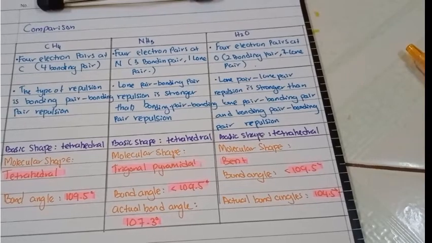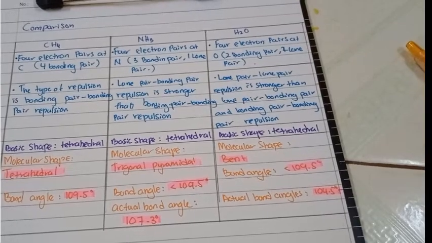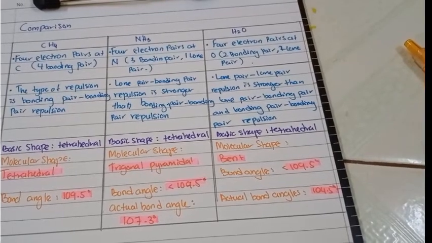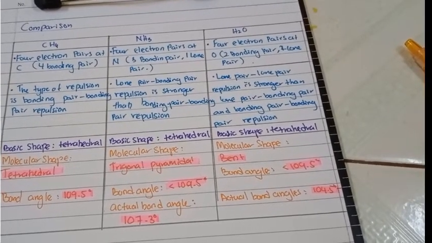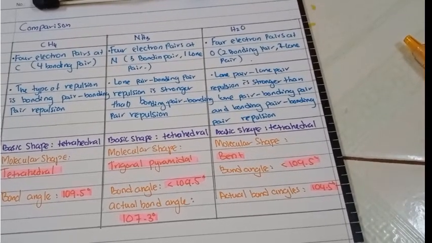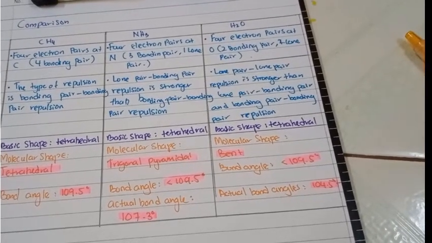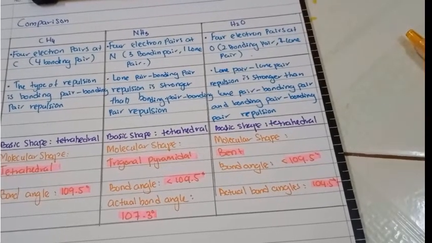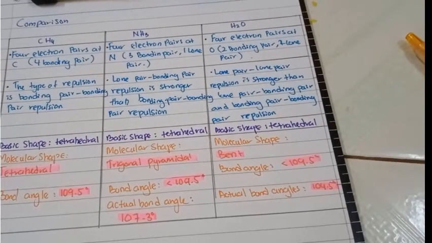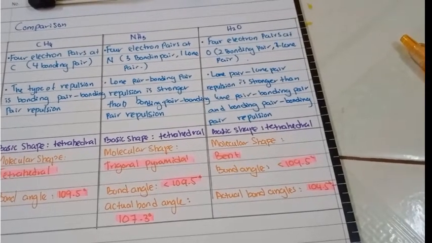For NH3, lone pair-bonding pair repulsion is stronger than bonding pair repulsion. However, for H2O, lone pair repulsion is stronger than lone pair-bonding pair repulsion. For the basic shape, all of these 3 molecules are tetrahedral. For the molecular shape of CH4, it is tetrahedral, and the bond angle is 109.5 degrees. For NH3, the molecular shape is trigonal pyramidal.